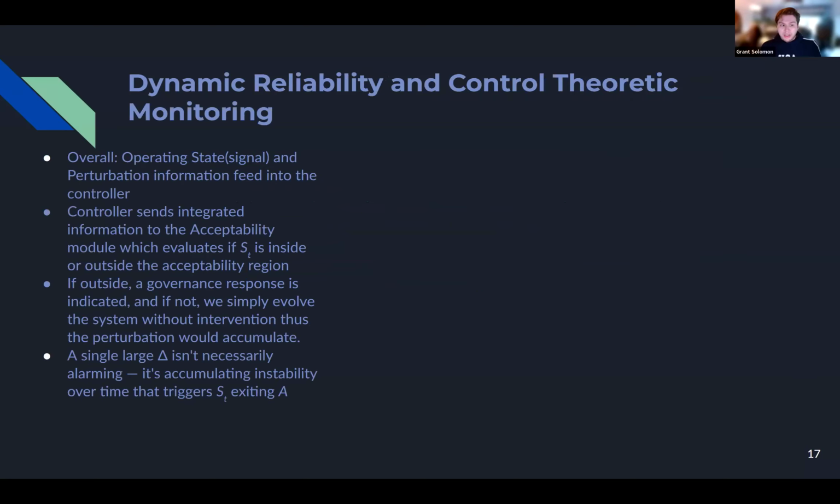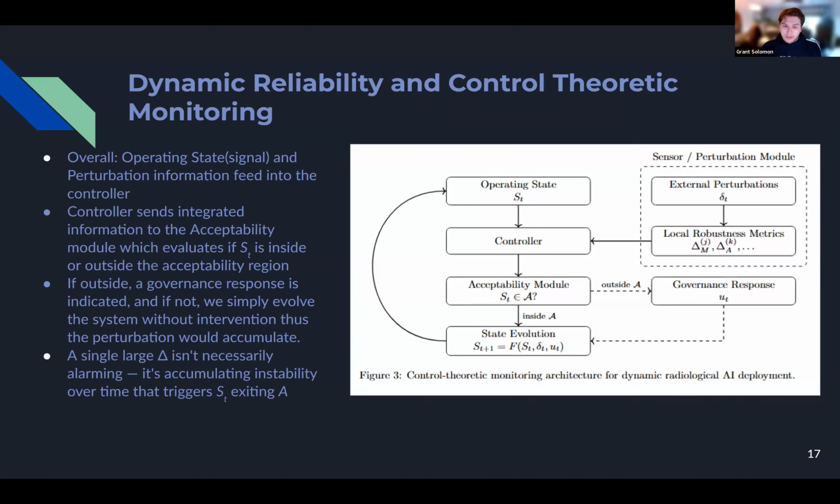Next slide. So this helps to visualize this control loop, bringing the whole monitoring architecture together. External perturbations continuously affect the development environment, while operational signals track system behavior over time. The controller integrates those signals and sends them to the acceptability module, which does math and checks if that state is in that acceptability region or not. If it is, then the state evolves. If it isn't, then a governance response is induced and the state evolves as well.